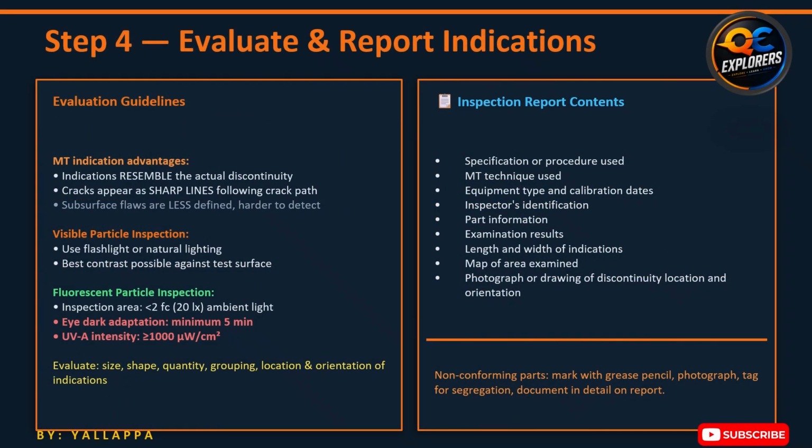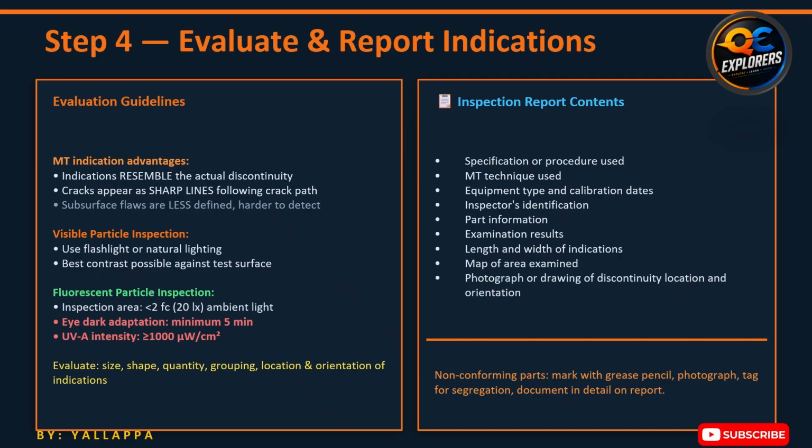Finding a particle pattern is only the beginning of evaluation. The inspector must determine what the indication represents. A real discontinuity can produce a relevant indication. Cracks often appear as sharp, linear patterns because the magnetic leakage follows the crack geometry. Near-surface discontinuities can produce broader or less sharply defined patterns because the leakage field is weaker and spreads before reaching the surface. Visible indications are evaluated under suitable white light conditions. Fluorescent indications require controlled ambient light, UVA intensity, and dark adaptation.